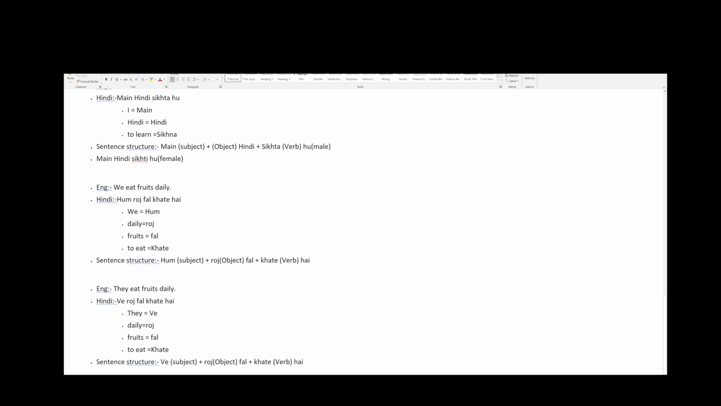Okay, रोज means what? Daily. It's not a rose flower. Okay, next sentence is they eat fruits daily. वे रोज फल खाते हैं, plural form again, they, more than one person. They, वे, daily, रोज, fruits, फल, to eat, खाना. वे रोज फल खाते हैं.